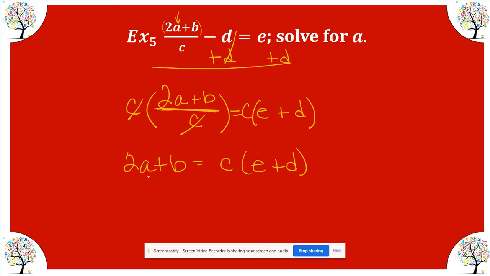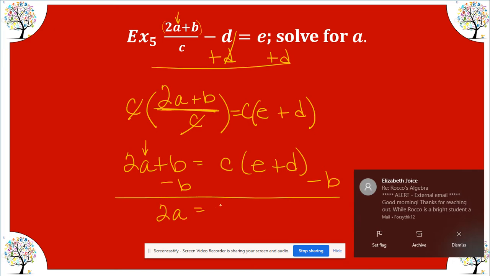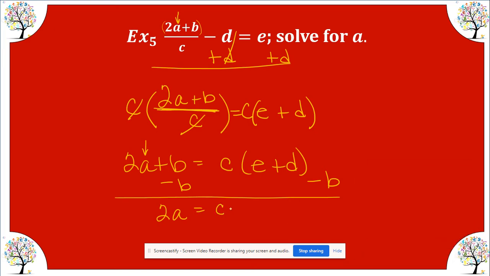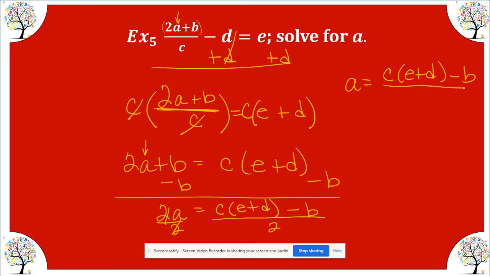And so now we got rid of the C's and we're going to subtract B. Remember, this is what we're keeping our eye on, the A. So we're going to subtract B and it comes behind the expression that's already there. So we have 2 times A is equal to C times E plus D minus B. Now we have one last step. We have to undo the 2 times by dividing, and you're dividing the entire expression by 2. So our new formula is A equals C times E plus D minus B, all divided by 2.